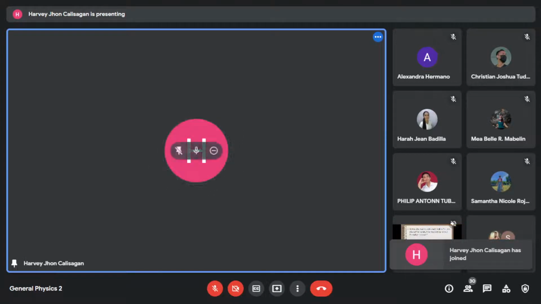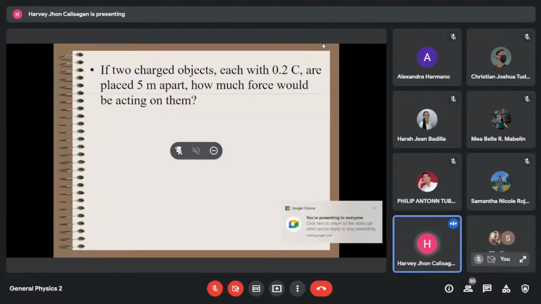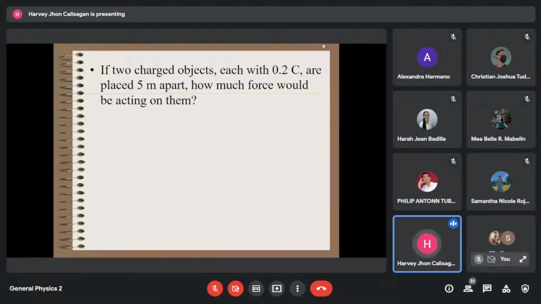So there are two charged objects with 0.2 coulombs each, and they are placed apart by a measurement of 5 meters. Then we are tasked to solve for the force acting between them. So my question is, are the given sufficient to use the Coulomb's law formula? Yes, sir. Okay, then what will be our answer here if we have sufficient given already?